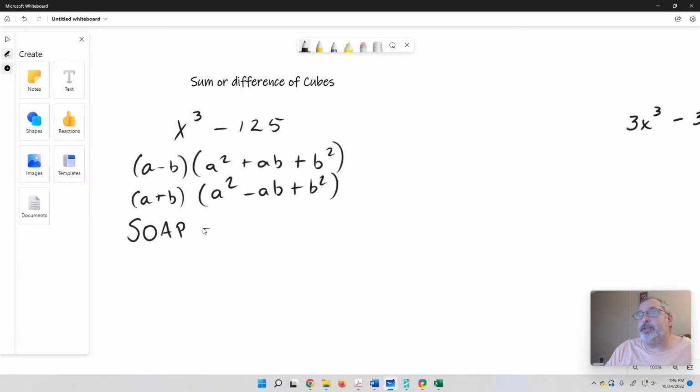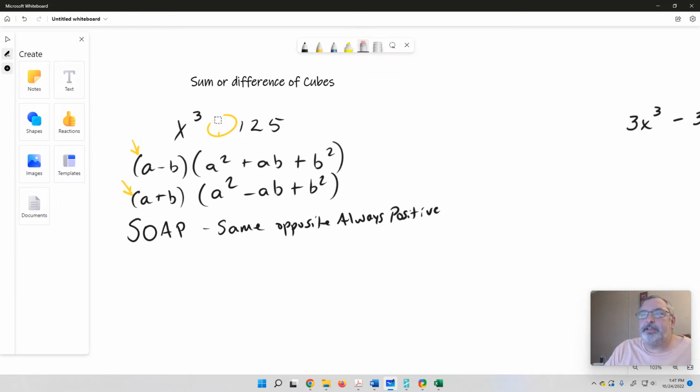It's called SOAP. It means same, opposite, always positive. And so basically, for this example right here, I have a subtraction sign right there. So same will have a subtraction sign. So I know I'm using this pattern for this problem. If that was a plus sign, I would then use this pattern. So that's how you pick the patterns out.